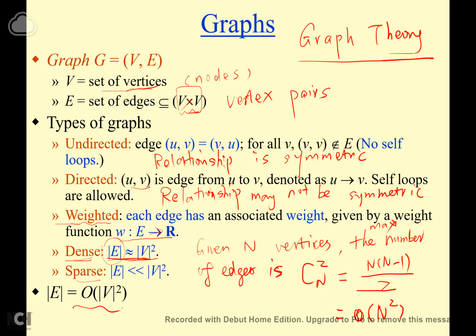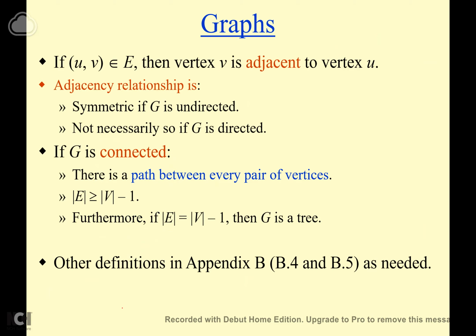Okay, and this also shows that if (U, V) belongs to the edge collection, then vertex V is adjacent to vertex U. The graph is a collection of V and E, where V is a collection of vertices and E is a collection of vertex pairs. The adjacency relationship is symmetric if G is undirected, but not necessarily so if G is directed.